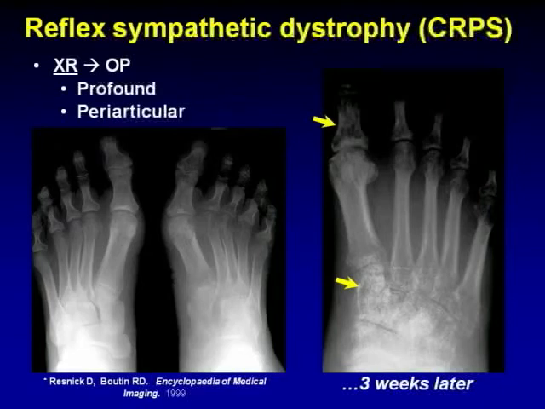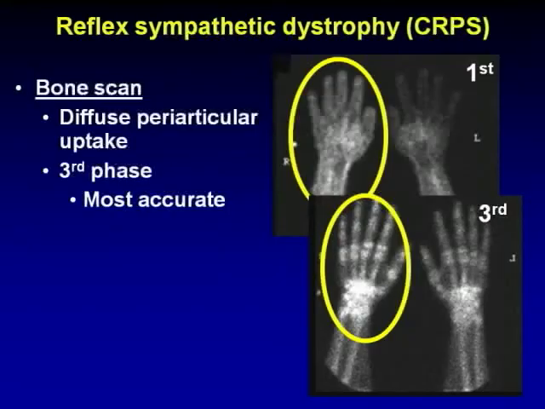Now, reflex sympathetic dystrophy, now commonly referred to as complex regional pain syndrome, on radiographs can result in osteoporosis that is both profound and periarticular. On the right, you can see that there is this permeative pattern of osteoporosis that developed over a short time frame. With reflex sympathetic dystrophy or complex regional pain syndrome, bone scan will show diffuse periarticular uptake. Many regard the 3rd phase as the most accurate phase for showing this abnormality.